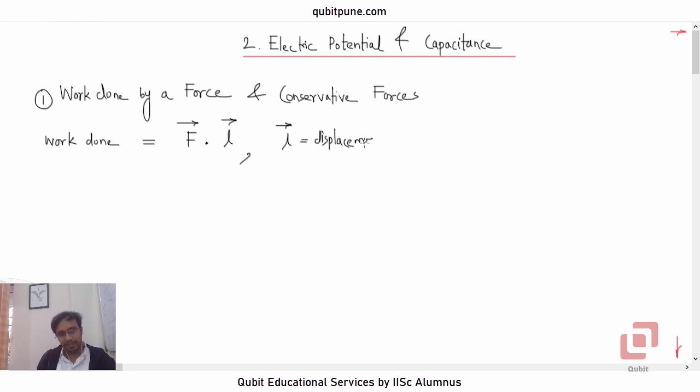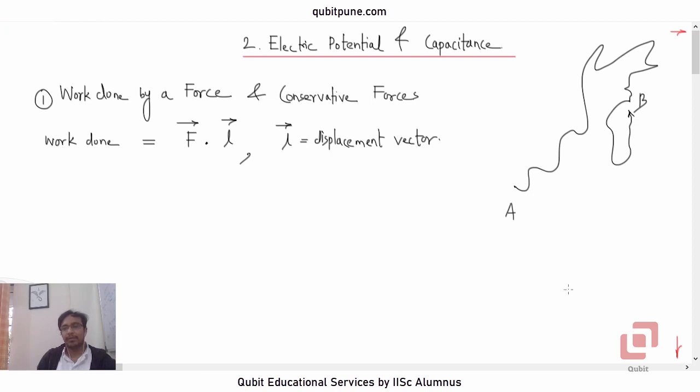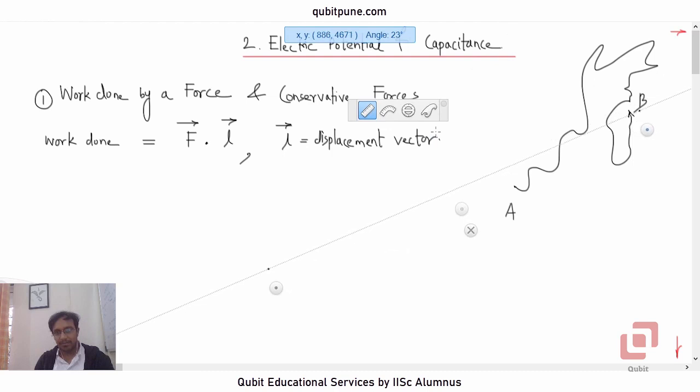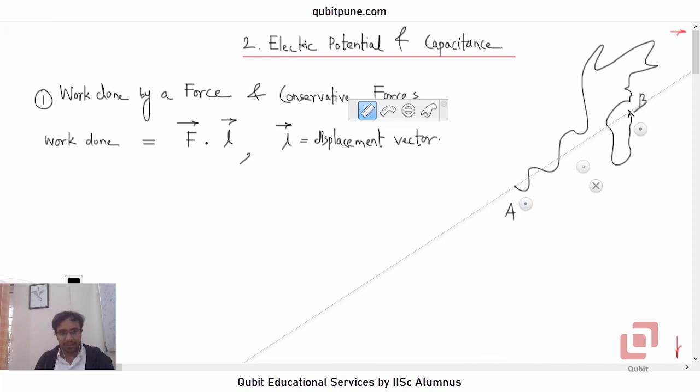So how do you define displacement vector? Can anybody tell me that? Suppose I'm here, and suppose by following some path I go here. So what will be my displacement vector? The shortest line joining the two. Yes, exactly. The displacement vector is given by joining my final position to my initial position. So this is my displacement vector.